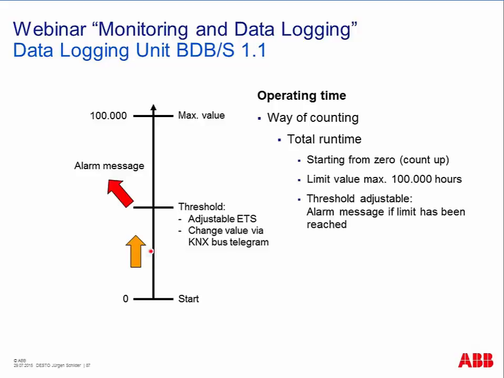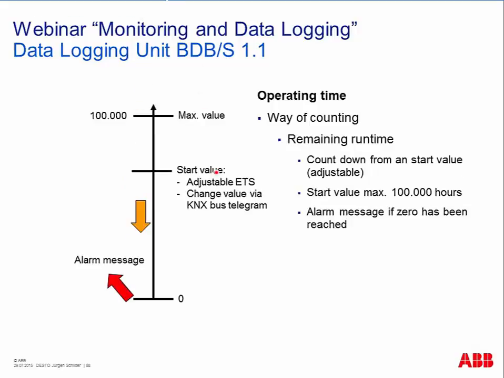When you want to use the threshold, you can set a threshold value inside the ETS as a default, and via KNX it is also possible to change this threshold. Now the device starts counting the operating hours, and when it reaches the threshold, the channel sends an alarm message, the logical one, maybe to trigger an alarm or to pop up a window in your visualization or on your panel, or send an email or SMS, for example. So this is one of these methods.